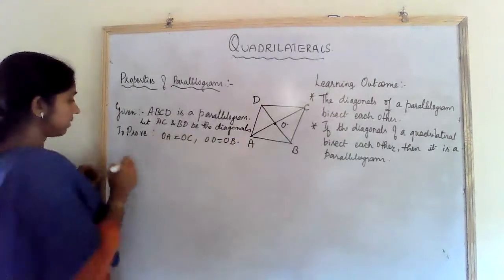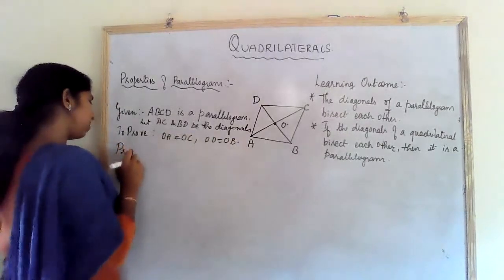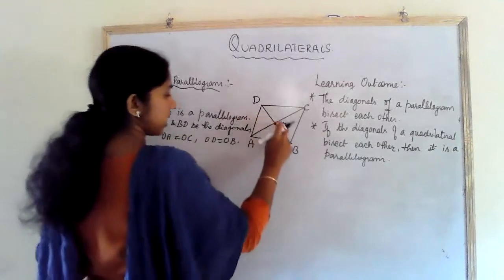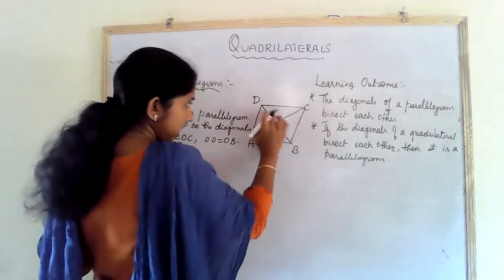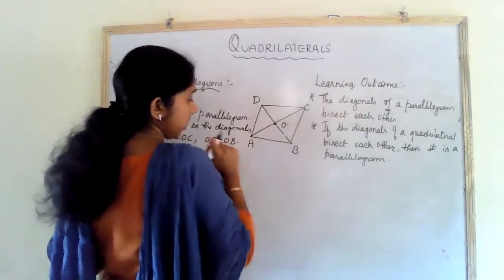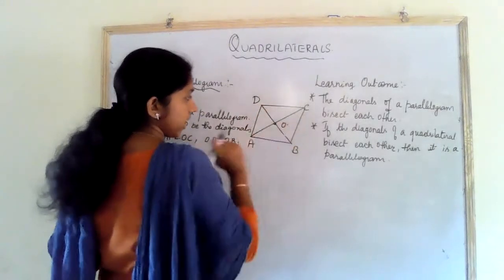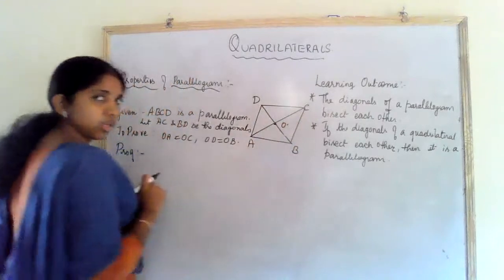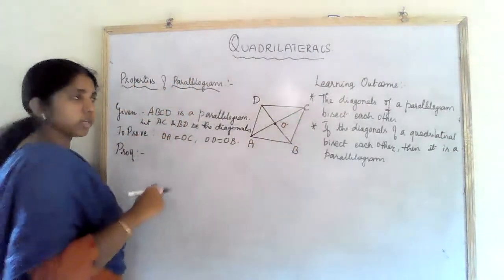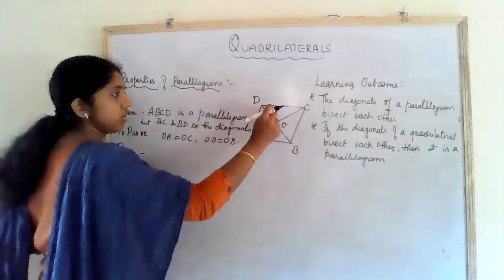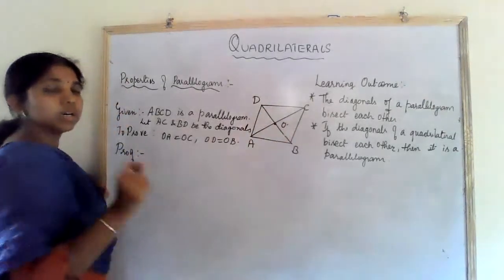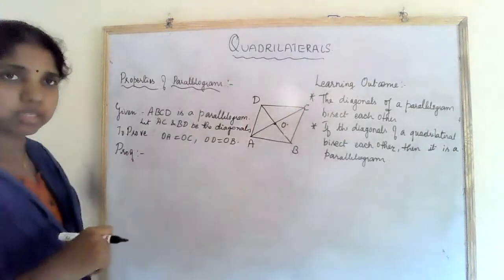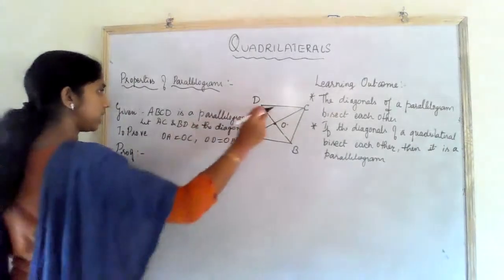So let's start with the proof. Since we have to prove this side is equal to this side and this side is equal to this side, with these two sides and one of the opposite sides, we get a triangle. So here we have two triangles, and opposite to them also we have triangles. You can take either pair of triangles to prove the bisection of the diagonals. I'll take these two triangles.